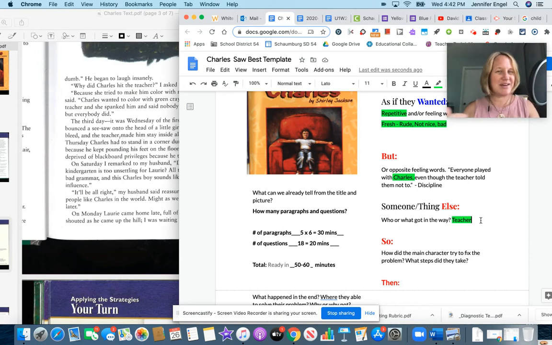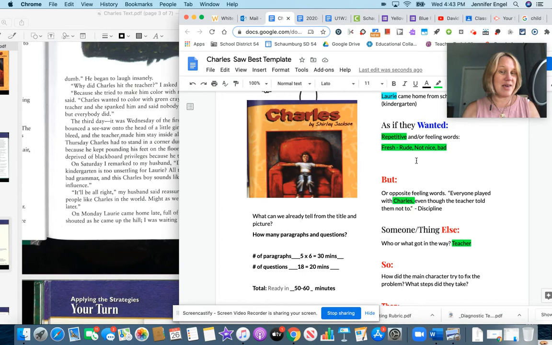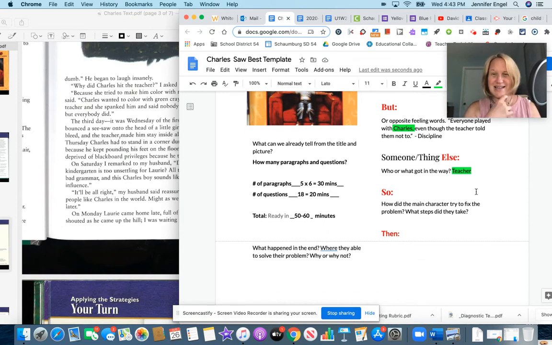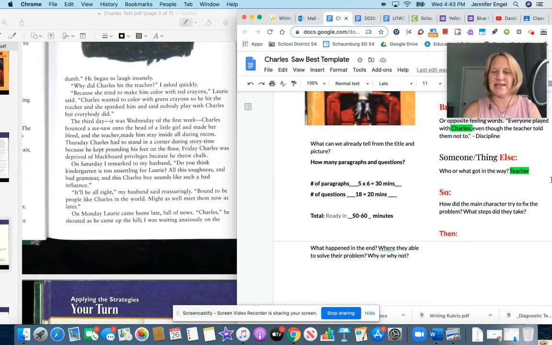When you move up to junior high and high school, you think that the protagonist is whoever is getting in the main character's way. So the main character doesn't always have to be a good guy. A lot of times they are. But in this case, you can tell that the main character is fresh, rude, not nice, bad. And the person that's getting in his way is actually the teacher. So we're going to see how Charles tried to fix the problem. What steps did he take?